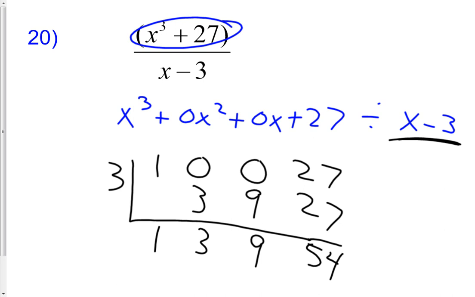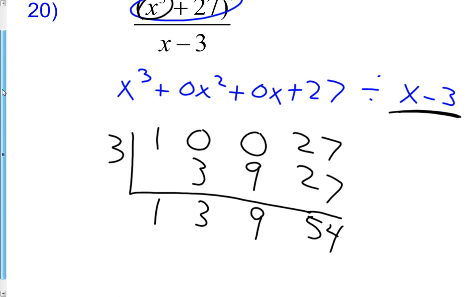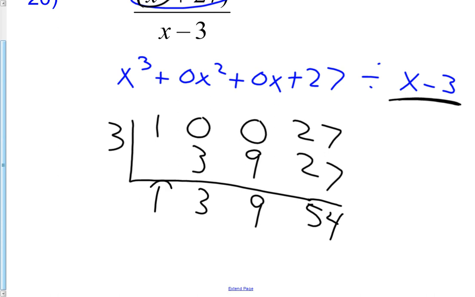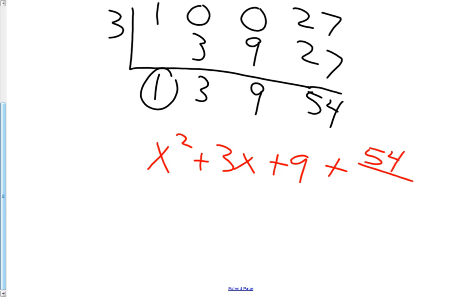So we have a remainder on this one. The remainder is 54. X cubed is the highest power of x, so that means this 1 right here represents x squared. So it's 1x squared plus 3x plus 9 plus our remainder, 54, divided by our divisor, which is x minus 3.